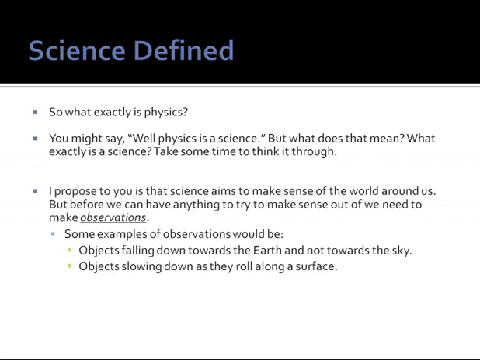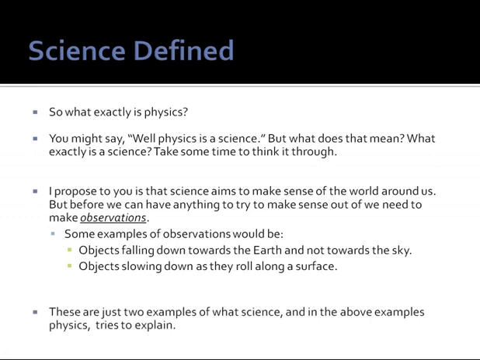I propose to you that science aims to make sense of the world around us. But before we have anything to try to make sense out of, we need to make observations. Some examples of observations would be objects falling toward the earth and not towards the sky, objects slowing down as they roll along a surface. These are just two examples of what science, and in the above examples, physics, tries to explain.